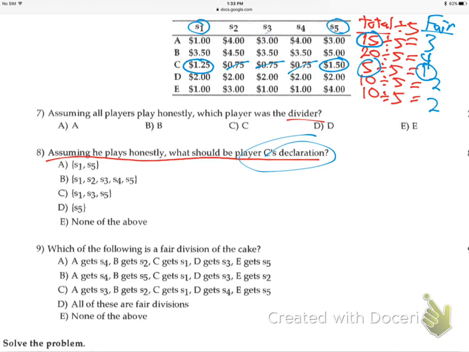And that'd be S1 and S5. Answer A. We good? Question 9. Which of the following is a fair division?